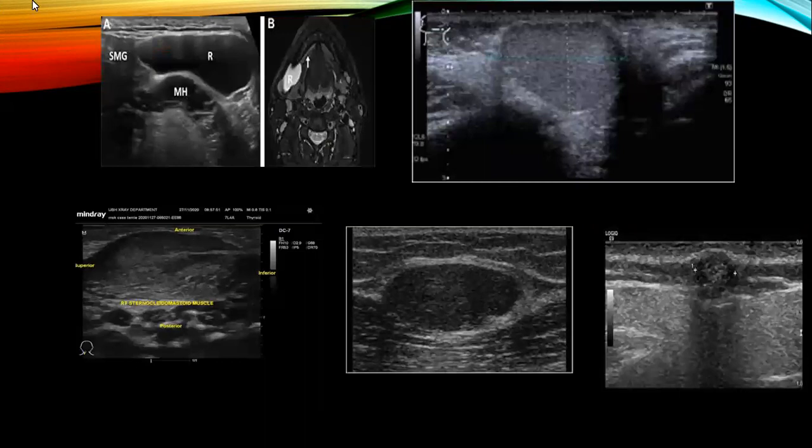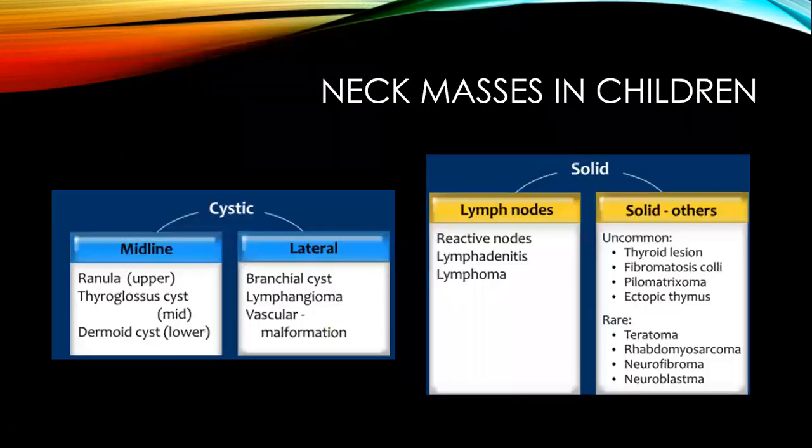So these are just images showing the masses that we're talking about. This is our ranula, submandibular gland. Then we have our ranula and an accompanying MRI image. This is our dermoid cyst. This one measured here. This is the pseudotumor of the sternocleidomastoid muscle, which is the fibromatosis colli. This is our neurofibroma, which is this one, and this is our, sorry, the pilomatrixoma.